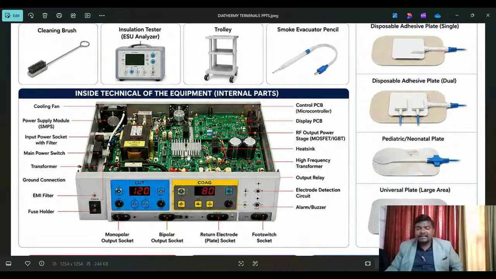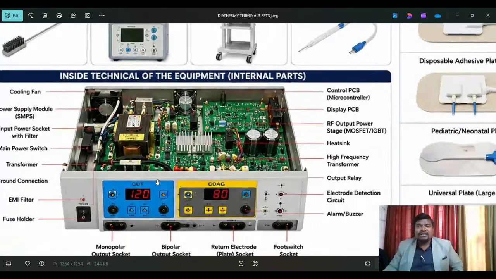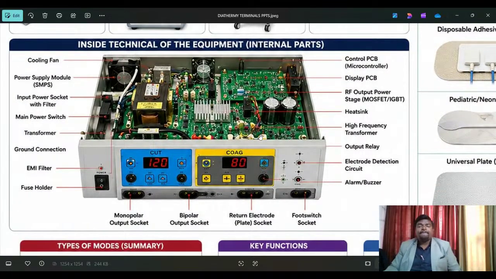Coming to the point, my dear biomedical engineers. Now we come back here. This is a very important topic. I have covered every point successfully.